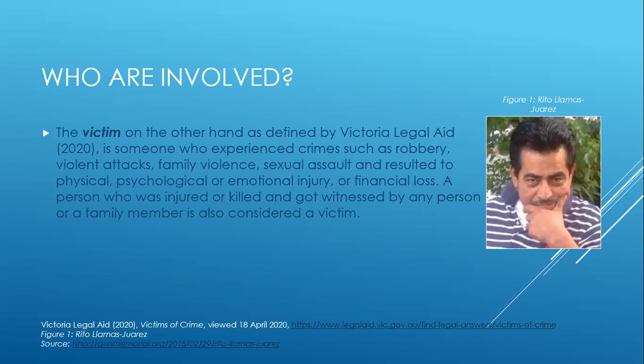Coming to the persons who are involved in this crime, there are several terms that law enforcement officers use to describe the people involved in crimes, such as suspect, person of interest, and perpetrator. First, let's discuss the victim. The victim is defined as someone who experienced crimes such as robbery, violent attacks, family violence, or sexual assault, resulting in physical, psychological, or emotional injury or financial loss. A person who witnessed an injury or killing of a family member is also considered to be a victim.